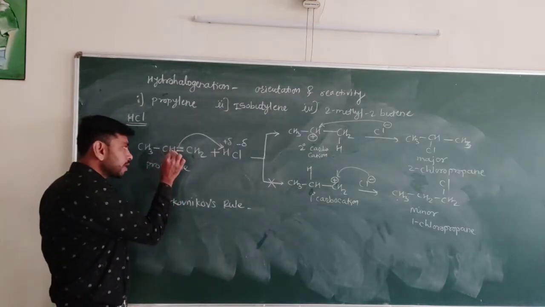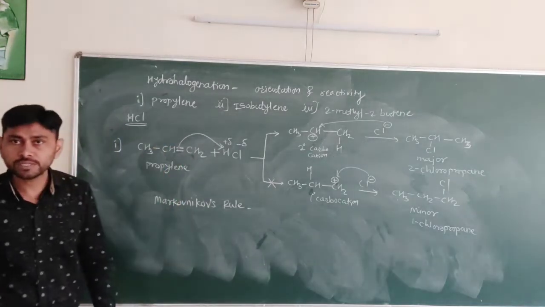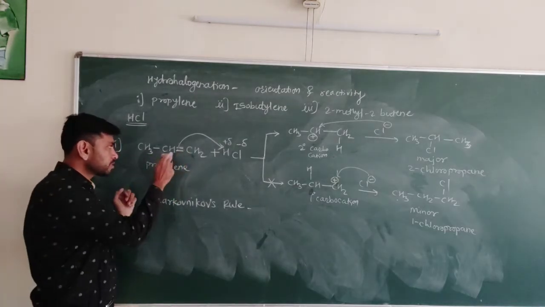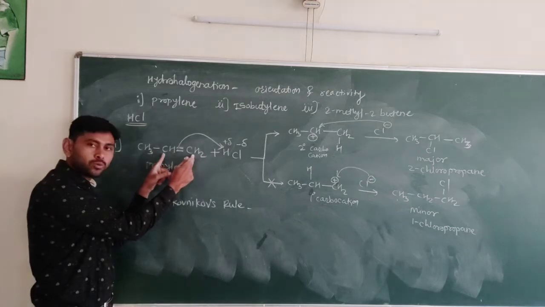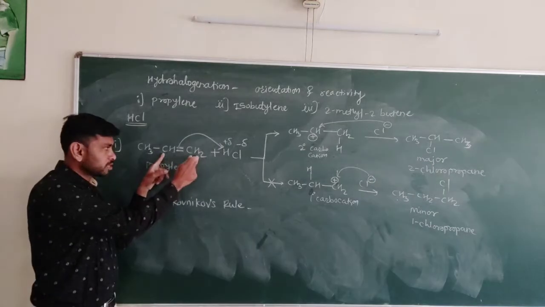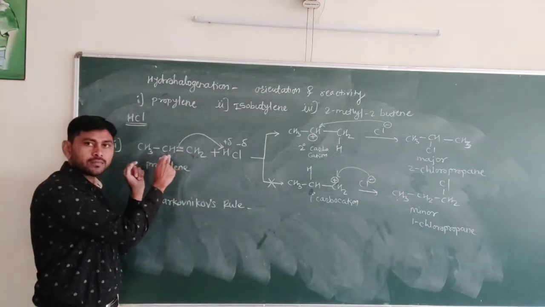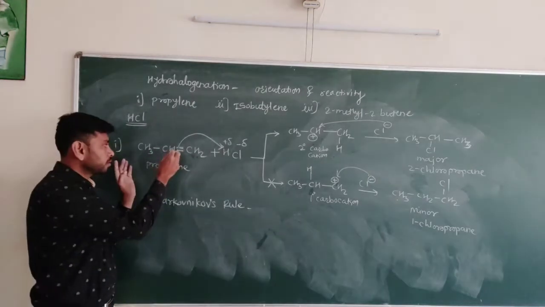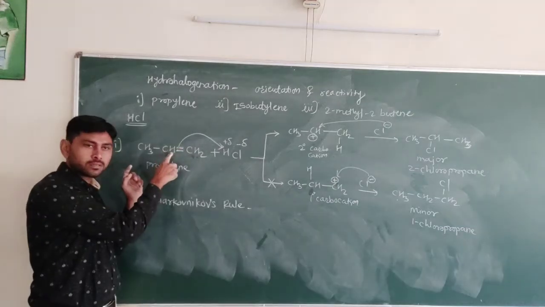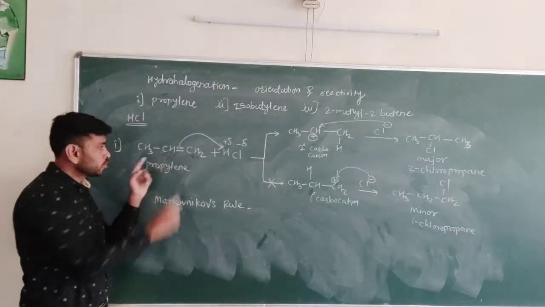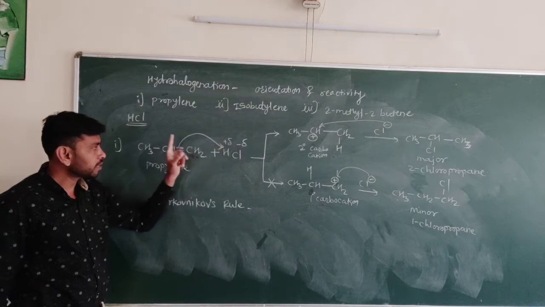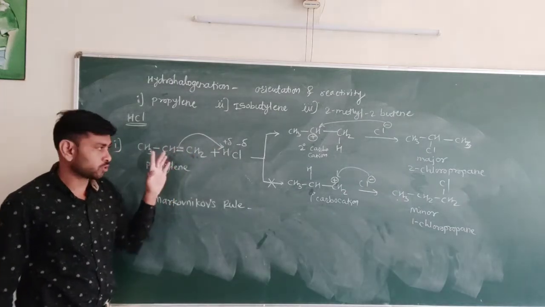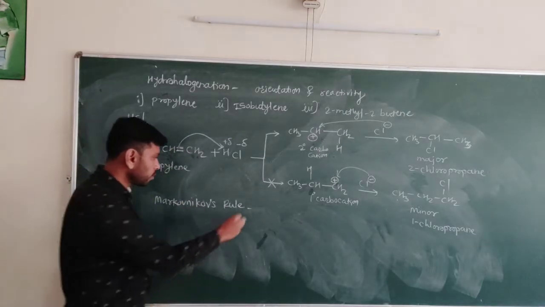which has less number of hydrogens. These are two double-bonded carbons; this one contains two hydrogens, this one contains one hydrogen. So the carbon containing fewer hydrogens is this one. So the negative part of the reagent attaches to that carbon atom which has less number of hydrogens. This is Markovnikov's rule.